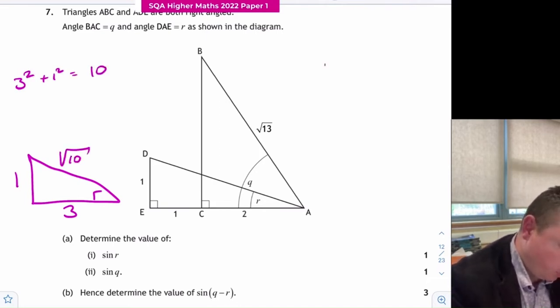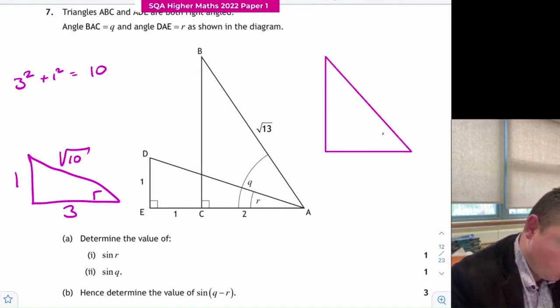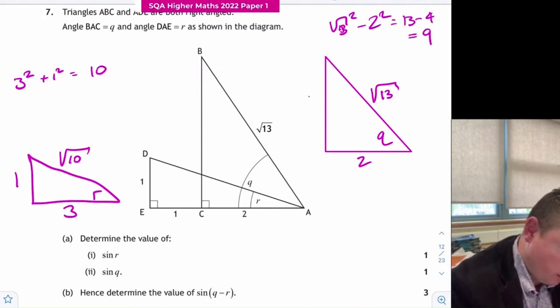We can do the same for the Q triangle. If I just do that at the side, if I call this Q, then on the hypotenuse we've got root 13, and on the bottom we've got 2, so by Pythagoras, root 13 squared minus 2 squared is 13 minus 4, which is 9, so the square root of 9 is 3. So nice and simple then, determine the value of sine R. Sine R, opposite over hypotenuse, is 1 over root 10.